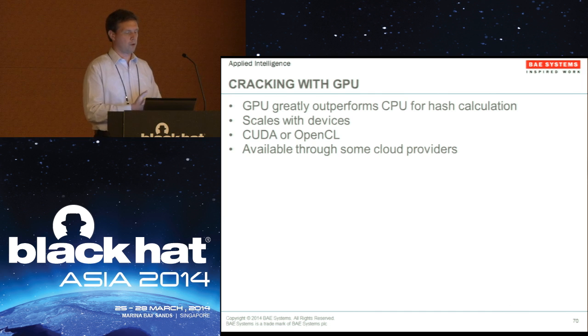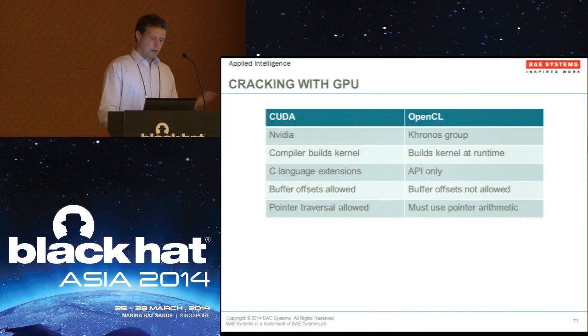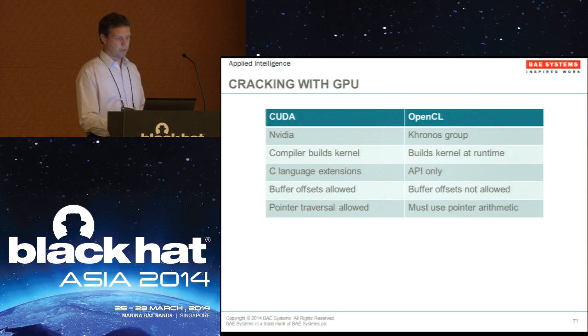However, you're better off using GPU. It greatly outperforms CPU for hash calculations, and scales by the number of GPU cores or devices that you have in your box. You can use either CUDA or OpenCL depending on what devices you have. And like I said, some cloud providers have Amazon offering NVIDIA, so you can use either CUDA or OpenCL. As to why you would choose one or the other, it really comes down to personal preference. Most of the modern tools tend to use OpenCL simply because CUDA only works with NVIDIA, while OpenCL works with a plethora of things.